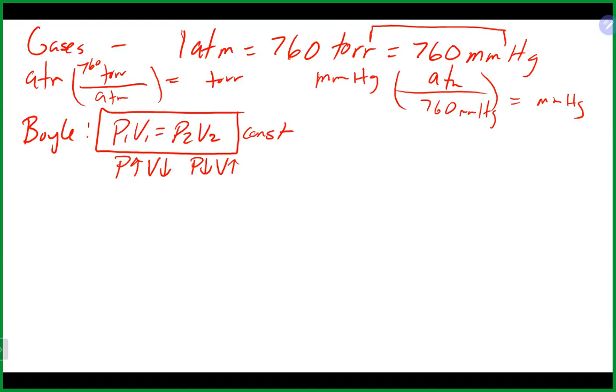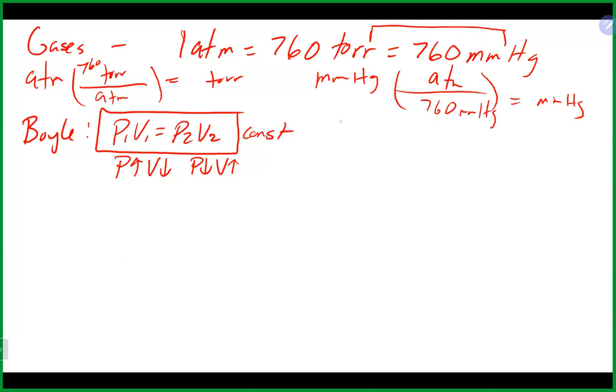At a much smaller volume, there are going to be more collisions as the gas molecules are flying around, and that's going to cause an increase in pressure. A larger volume is going to give everybody a little bit more room to fly around, causing fewer collisions, and we're going to see a decrease in the pressure.